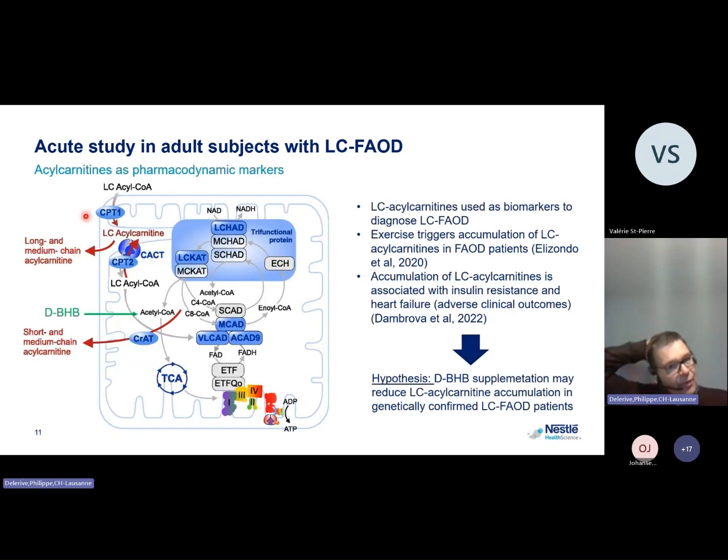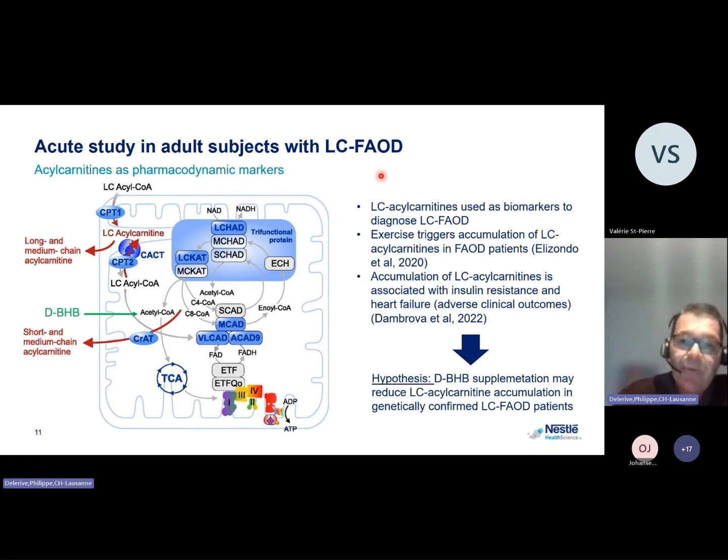So the idea was the following. If we take adult patients with long-chain FAOD, they would have a mutation for one of these key genes in blue: CPT1, CPT2, LCHAD, VLCAD, or CRAT. And to diagnose them, we know that all these patients build up long-chain acylcarnitine, which are intermediates, because they could not process long-chain acylcarnitine anymore.